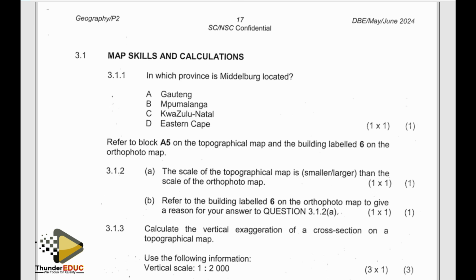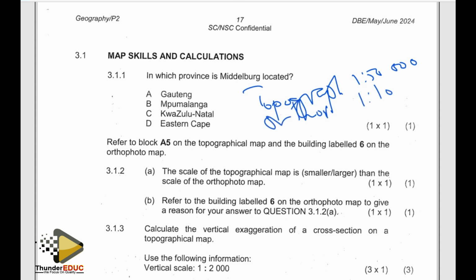The scale of the topographical map is smaller or larger than the scale of the orthophoto map. Right, I understand you know the two scales for the two maps. Our topographic map scale is 1:50,000. For the orthophoto, the scale is 1:10,000. So the question is asking which one is the bigger scale or which one is the smaller scale. Let me explain the difference between a big scale and a small scale map. If you are comparing these two, 1:50,000 is a small scale map. It covers a wide area but gives limited details.